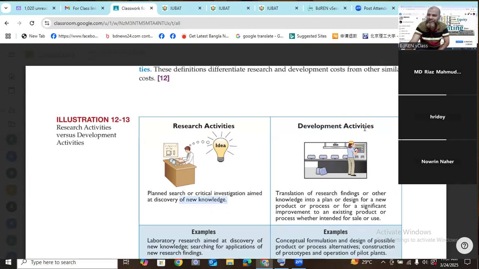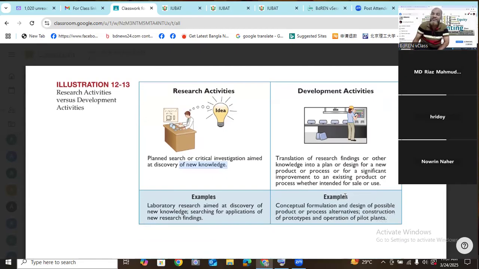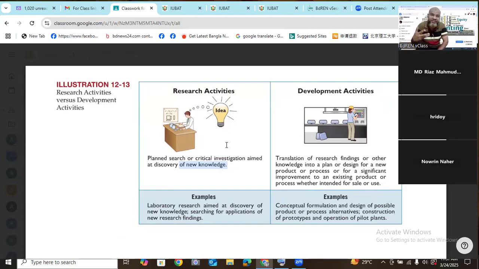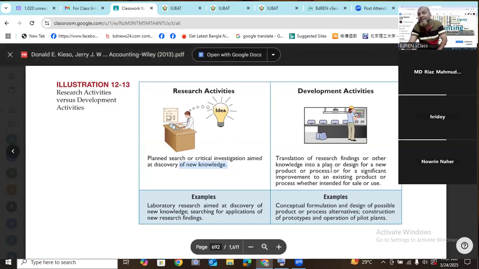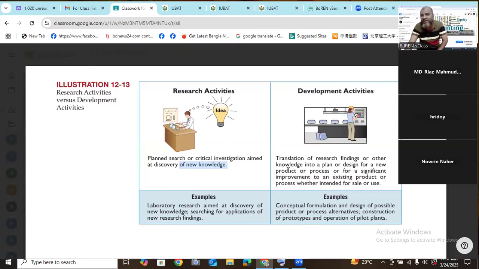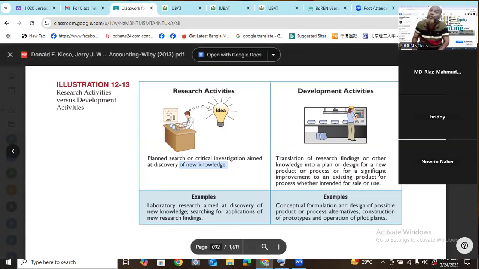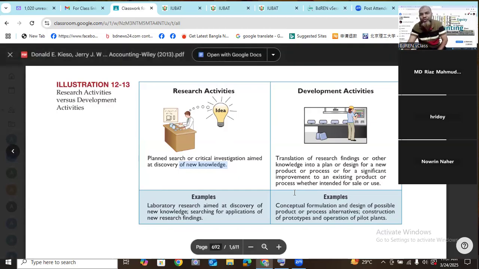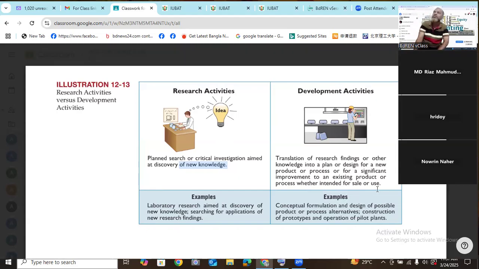And what are development activities? Translation of research findings or other knowledge. That means when you research something new, after research you have new findings, and now in the development stage, you have to translate these findings or other knowledge into a plan or design for a new product or process, or for a significant improvement of an existing product or process, whether intended for sale or use. So this is the difference between research activities and development activities.